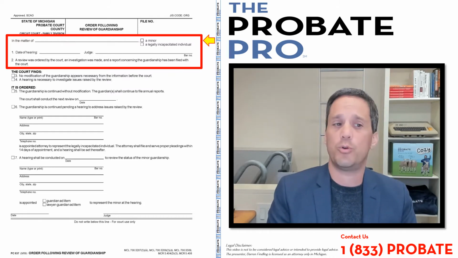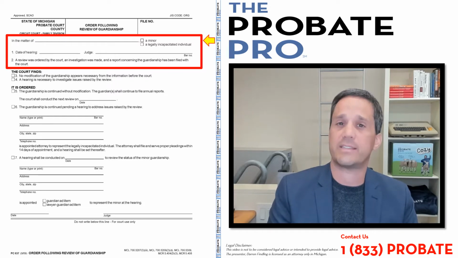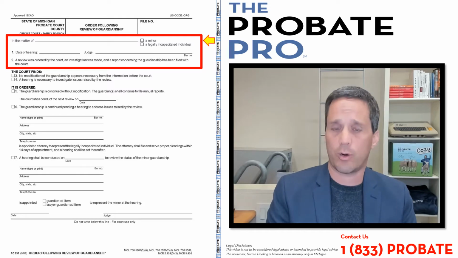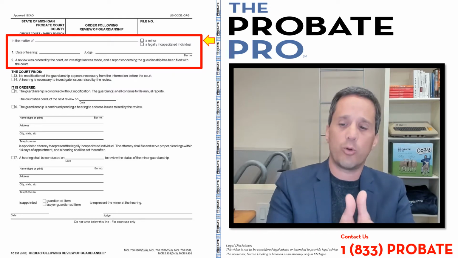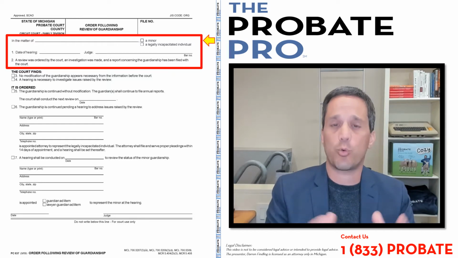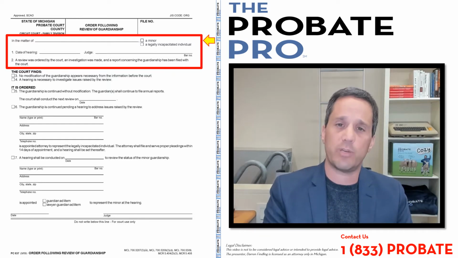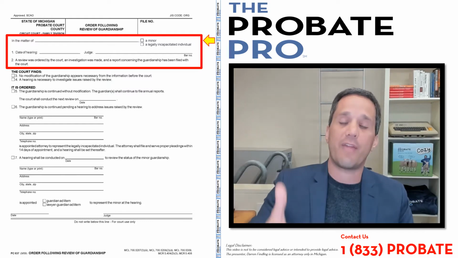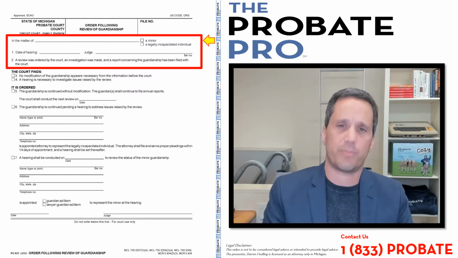And number two is really the essence of this guardianship review. It says a review was ordered by the court, an investigation was made, and a report concerning the guardianship has been filed with the court. Now, in a normal rhythm or cadence in relation to guardianships, after 1 year, the guardianship is generally reviewed, and then thereafter on 3-year increments, minimally 3-year increments.